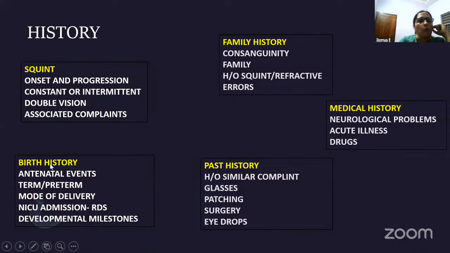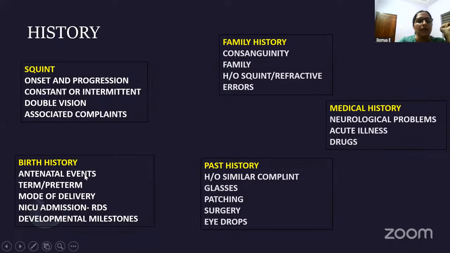Okay. So it starts with history. In a squint case, you have to know when is the onset, to know whether it is a congenital onset or before or later, and the progression of the squint. As I told earlier, whether it is a constant or an intermittent one, is there any history of double vision and associated complaints like headache.